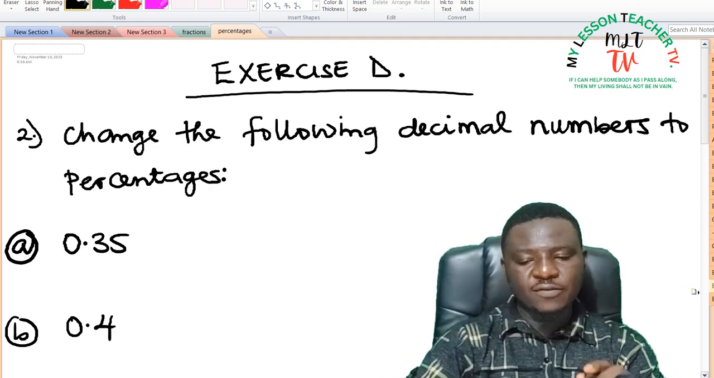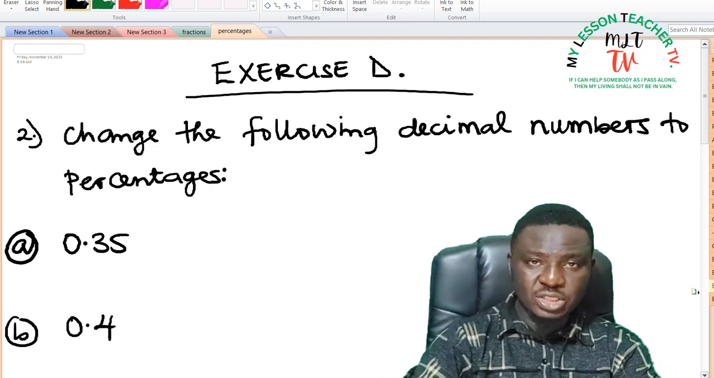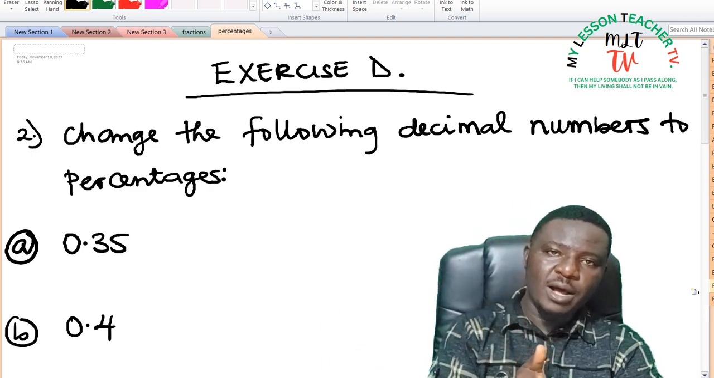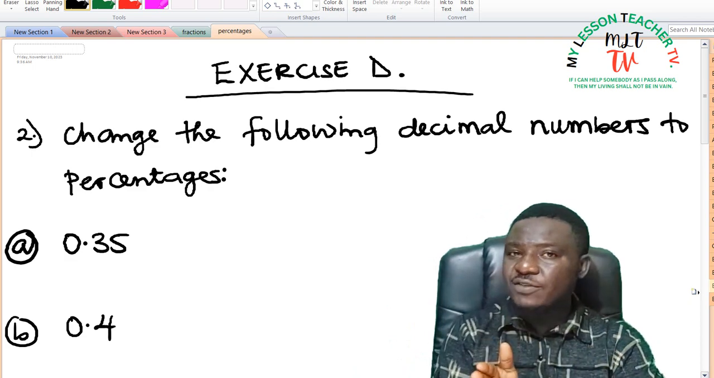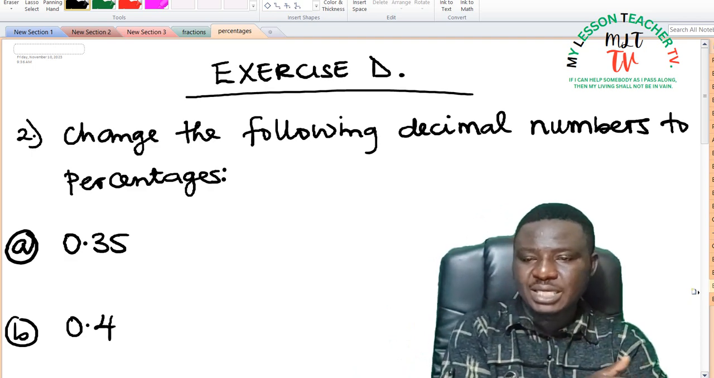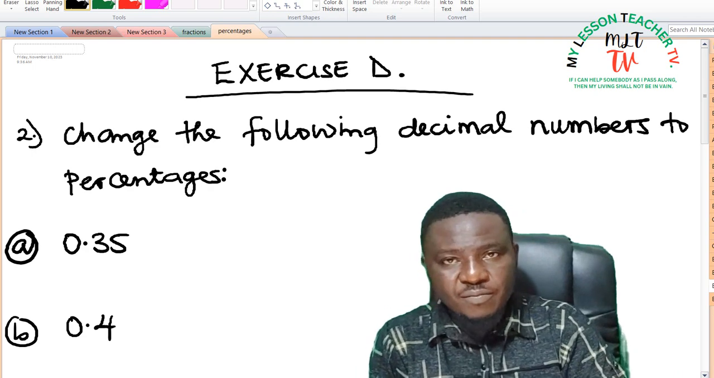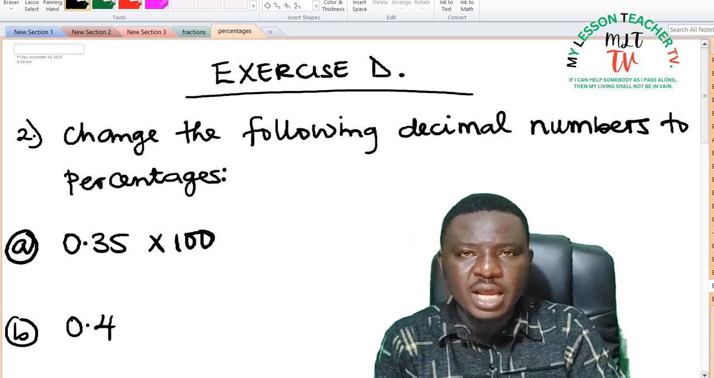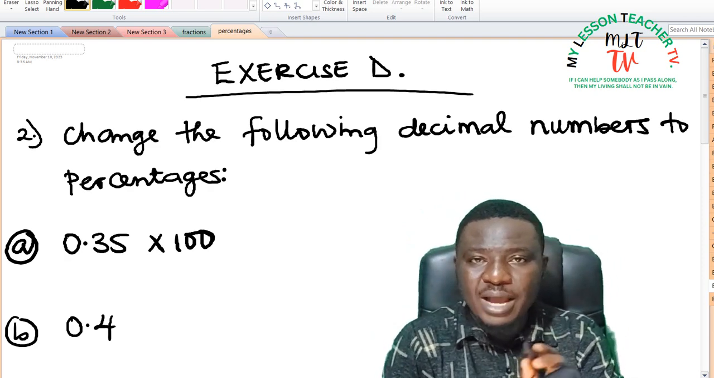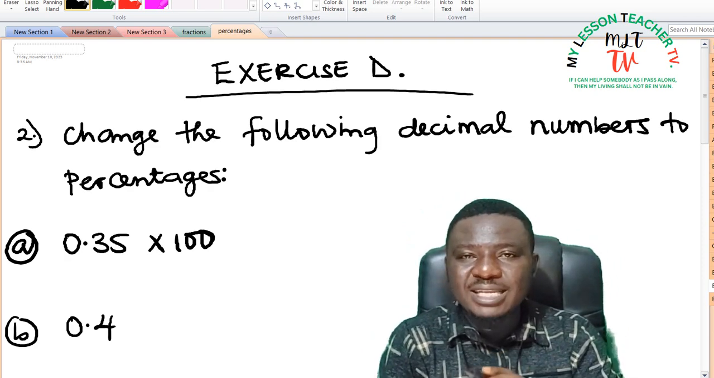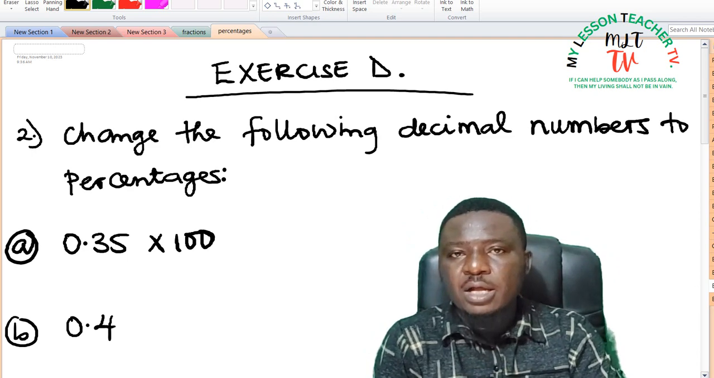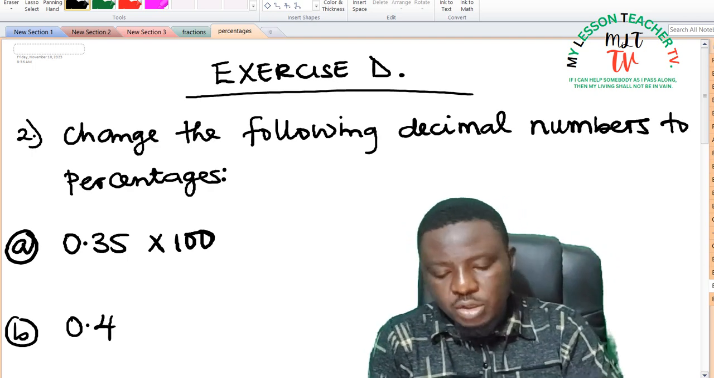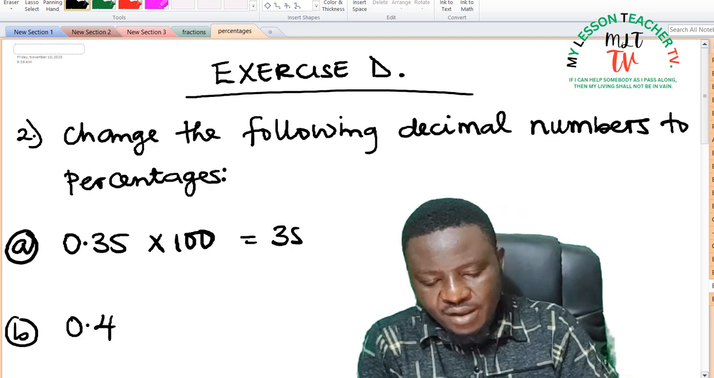Exercise D says we should change the following decimal numbers to percentages. And just like I said, you are to multiply the decimal number by 100 and it gives you its equivalent in percentage. So 0.35 being expressed as a percentage is for you to multiply it by 100. And when you multiply a decimal number by 100, it simply means you are moving the decimal point 2 times to your right, because we have 2 zeros in the 100. So this is equal to 35%.